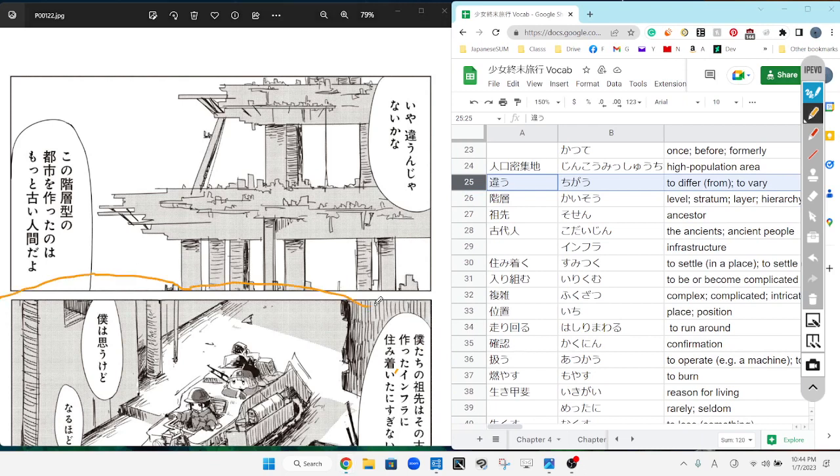So that's the one at the top, right? Yeah, chigau, chigau in janai kana. And then it's like, actually, I'll just start with this small bubble first. It's like, no, that's not quite it. Kana is like, I wonder, right? Yeah. He's like, I don't think that's quite right.